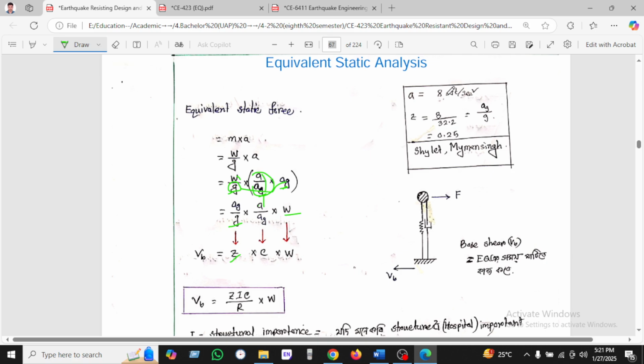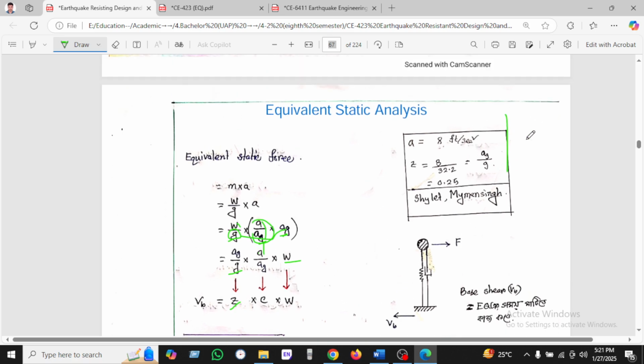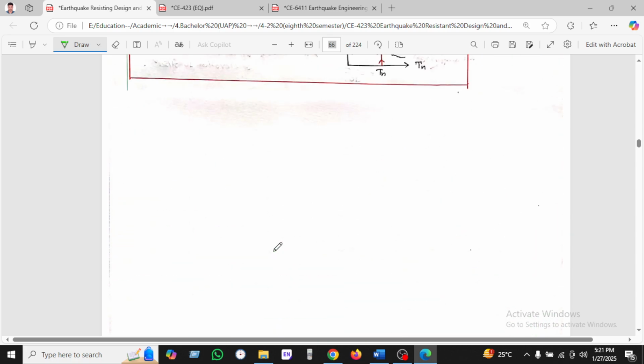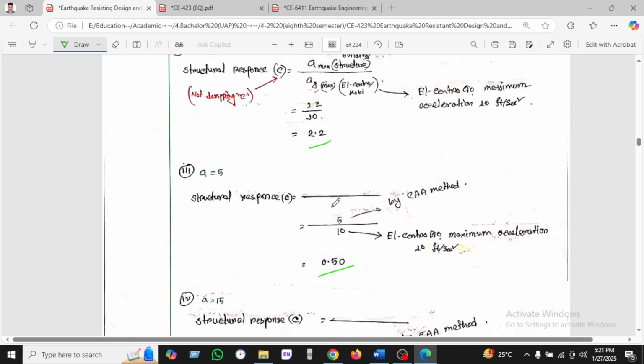If we get an earthquake that gives this type of phenomenon, and we found 8 feet per second square, that is the A. So if we divide by the acceleration due to gravity, which is 32.2 feet per second square or 9.8 in SI, we find 0.25. This is called Z, and it comes from Ag by g. And A divided by g is nothing but the structural response. We have shown it previously.